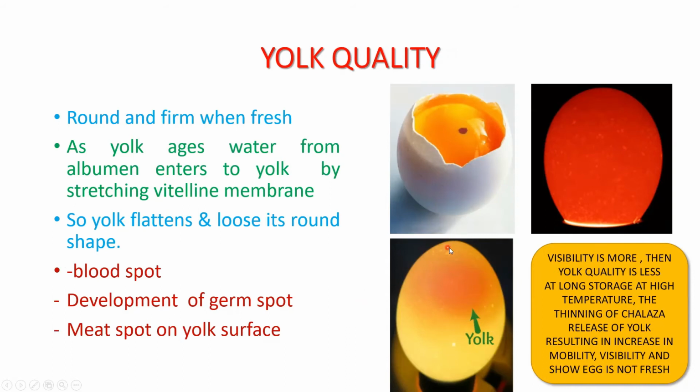Again, we can see the visibility of the yolk. The more the visibility, the lower the egg quality. Normally, when we do candling, we are not able to differentiate the yolk and the albumin because the albumin is thick, and we will not be able to differentiate the yolk and the albumin easily in the fresh egg. But once the albumin becomes thin, as the age increases, the yolk becomes very distinct. So if the yolk is very distinct, then we can say it is an aged egg.